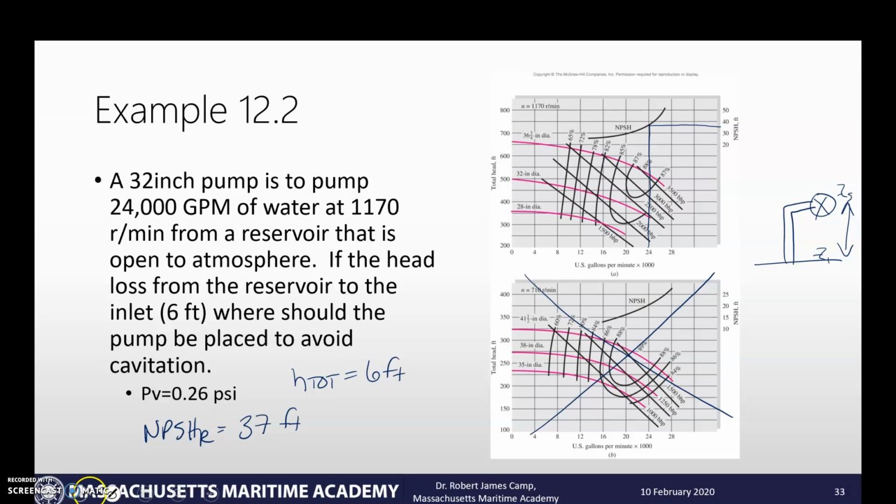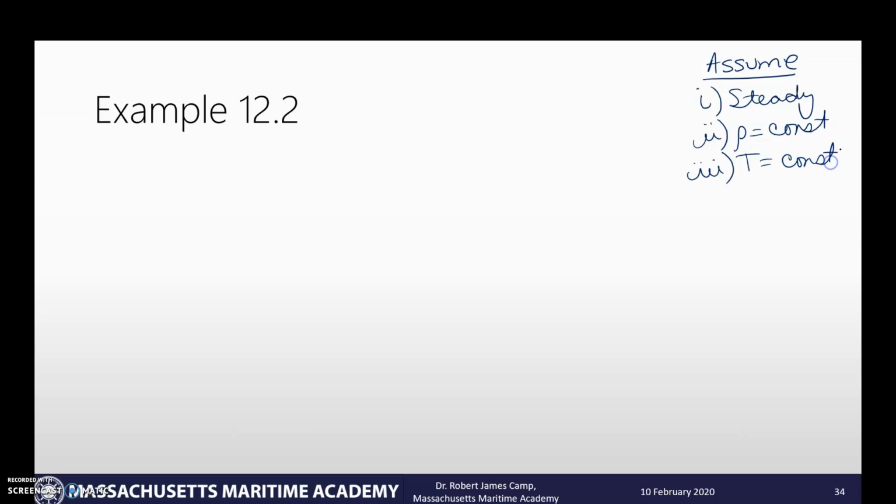Now, of course, with the energy equation, we've got to make a couple of assumptions. And as I look at that, we'll put them here. My assumptions: steady flow. Nothing in the problem says that it's unsteady. Second, we need a constant density, incompressible flow. Water's generally incompressible, we're good there. Last thing we need is a constant temperature flow. There's nothing in the problem that says anything about temperature changing.